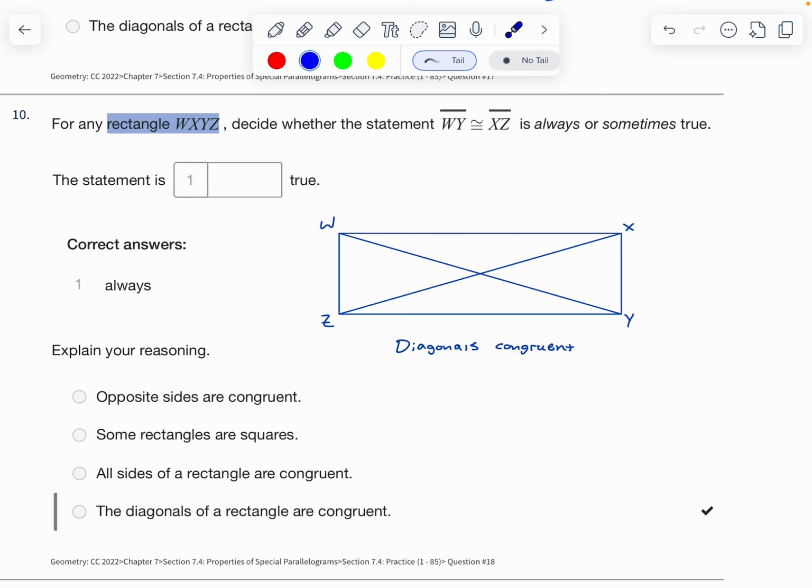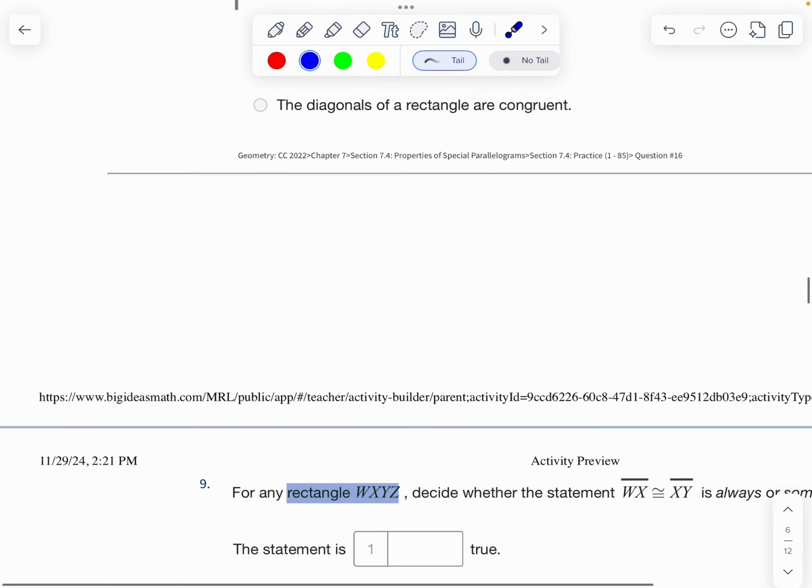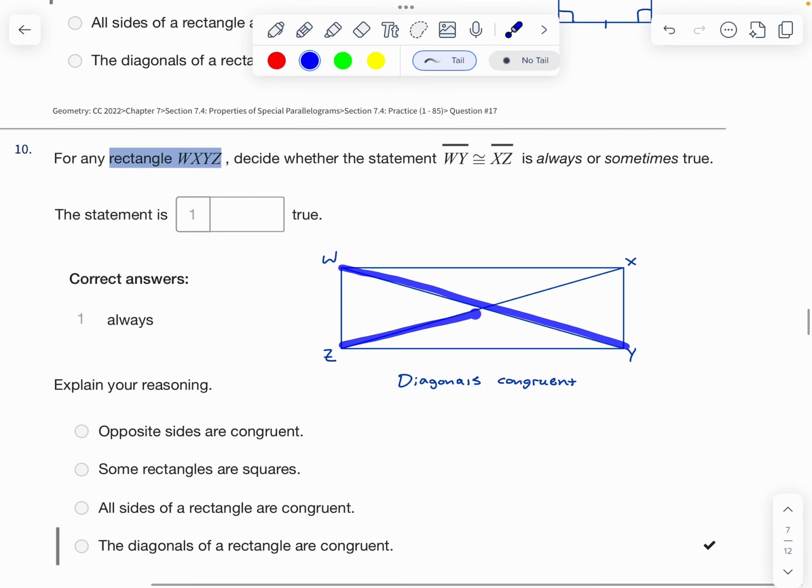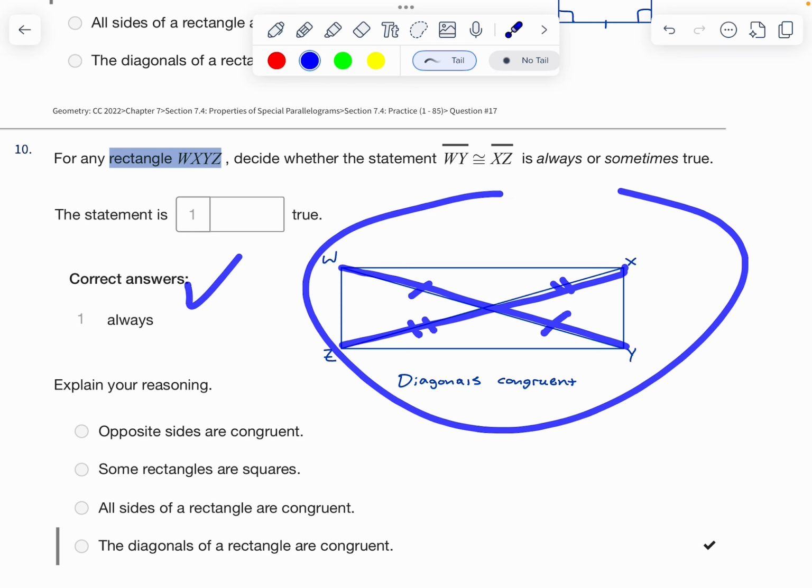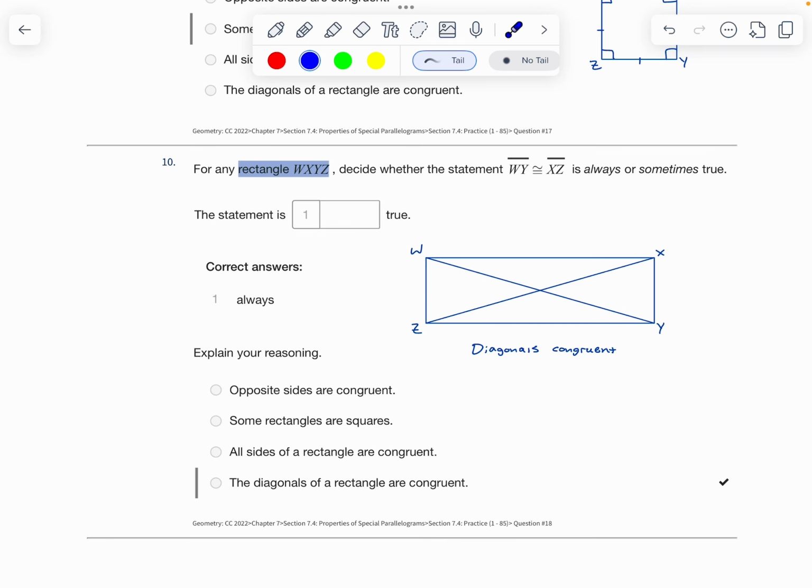One of the properties, and I think the only property that we have with rectangles that I can recall, is that our diagonals are congruent to each other. Since it's a parallelogram, they are also bisected. But they're congruent to each other. That is always true because we're looking at a rectangle.